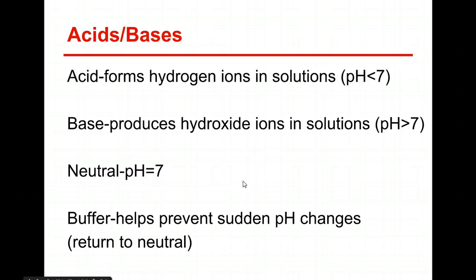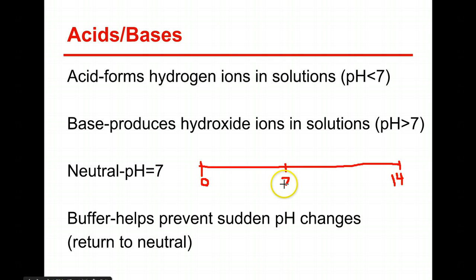Starting with acids and bases. Okay, acids and bases on a pH scale. So your pH scale looks like this. Down here, you've got maybe a 0 right there. In the middle, you've got a 7. On the end, you've got a 14. So we have acids down here from 0 to 7, bases from 7 to 14.